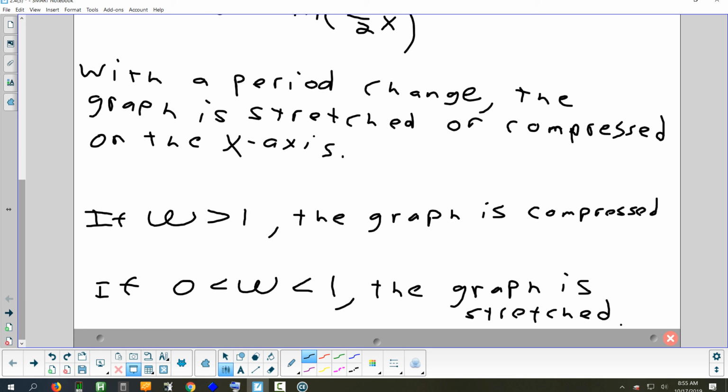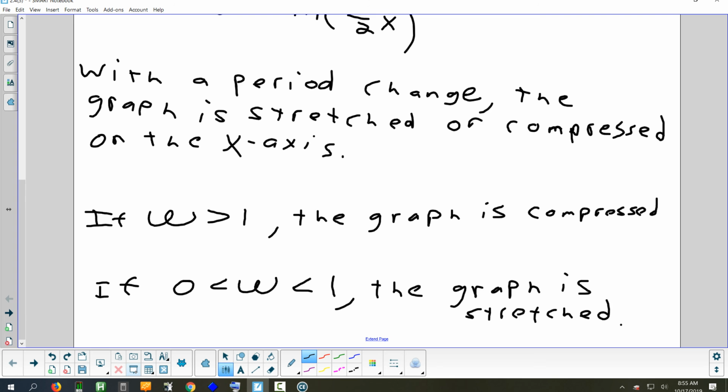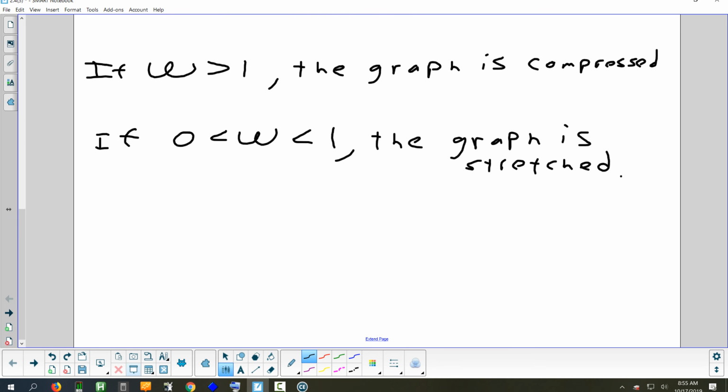Now notice here, I'm never going to let omega, the number in front of x, go negative. We could, we just don't really get into it in this class. Anybody remember what happened when we had an amplitude change and we made the number in front negative? What did it cause the graph to do? Yeah, it caused it to flip. Well, if I let omega be negative, it would also cause it to flip. It would flip a different way.